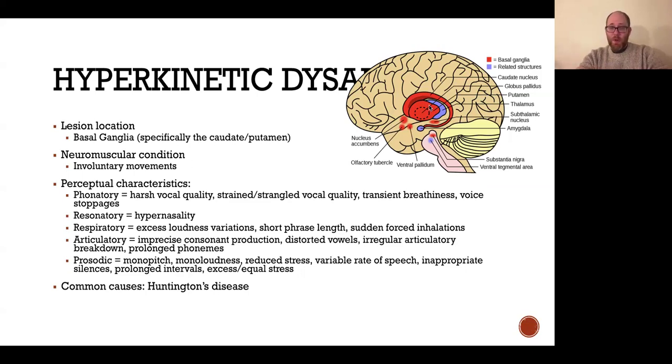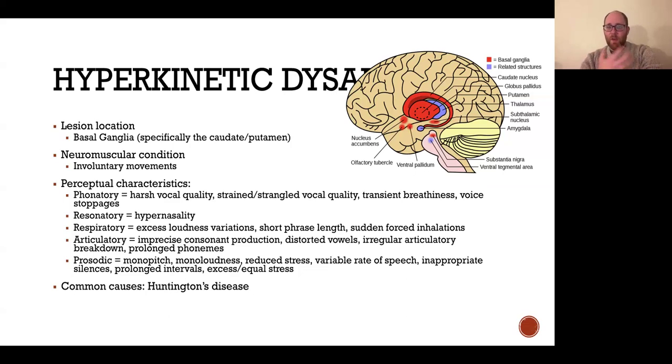The resulting neuromuscular condition is involuntary movements. You have a lot of different conditions. I'm not going to go over all of those with you right now, but you can have tics, tremors, something called athetosis. You can have something called ballismus. They're all just different types of movement patterns. These are really highly occurring with these hyperkinetic dysarthrias.